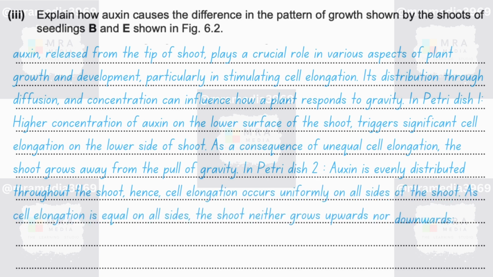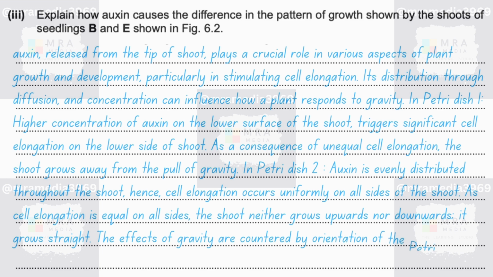In Petri dish 1, when there's a higher concentration of auxin on the lower surface of the shoot, this concentration gradient triggers more significant cell elongation on the lower side of shoot. Auxin stimulates cell elongation, causing the cells on the lower side to elongate more, resulting in differential growth. As a consequence of unequal cell elongation, the shoot grows away from the pull of gravity. This is due to the increased elongation on the lower side, pushing the shoot in a direction away from gravity.